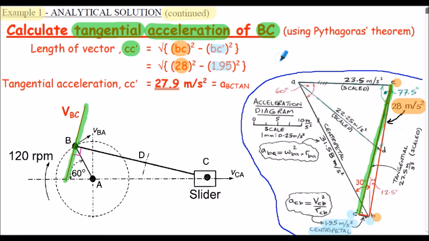So applying Pythagoras' theorem in this case, that's 28 squared minus 1.95 squared, all square rooted. We calculate the tangential acceleration to be 27.9 meters per second squared. So that's a tangential acceleration of B relative to C.